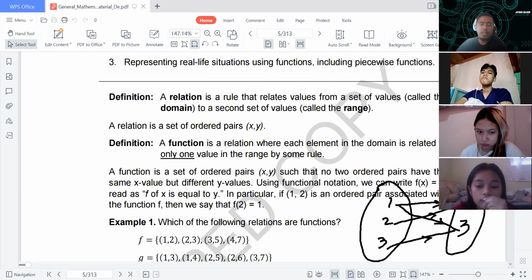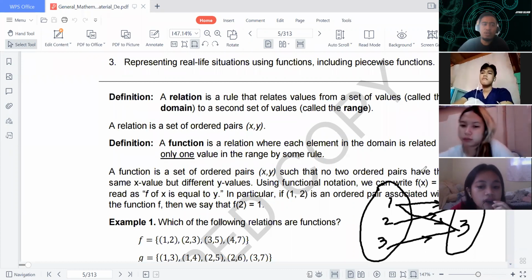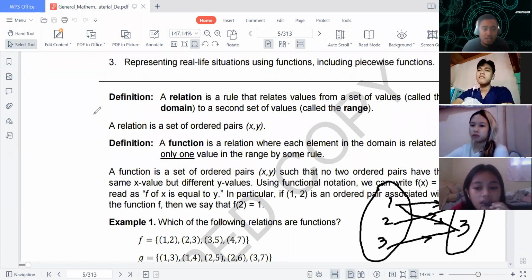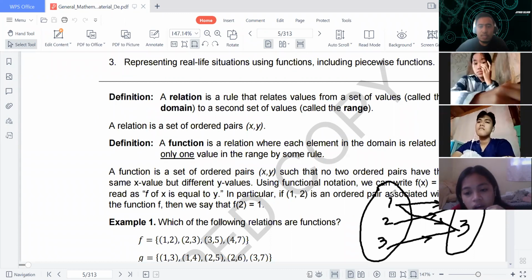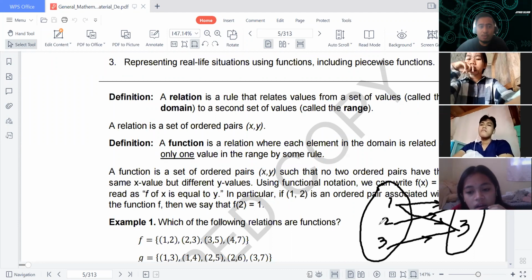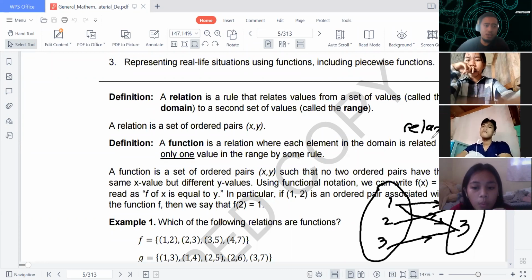Now, is it a relation? Yes, it is a relation because you assign at least one element from the domain going to your codomain. You have at least one assignment, so it is a relation. Now, is it a function?